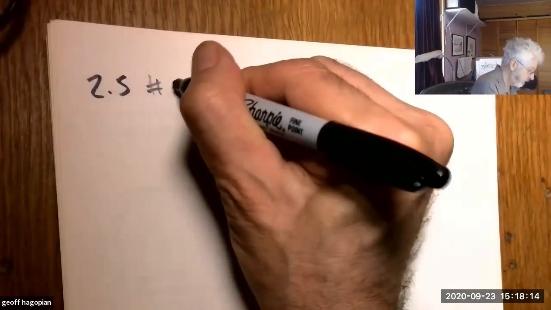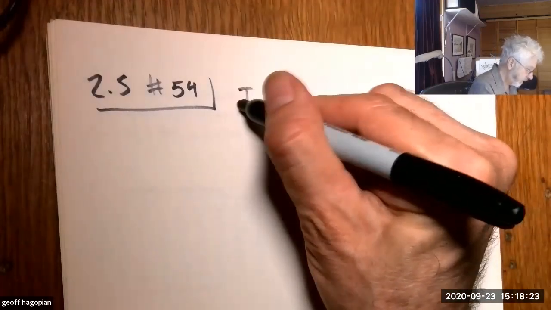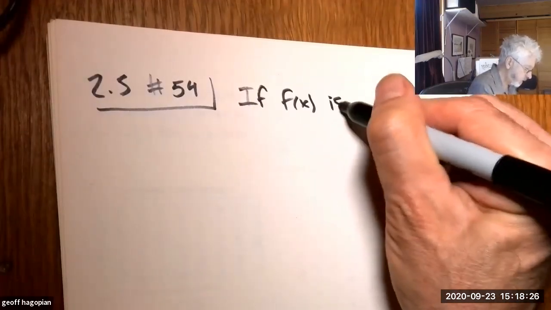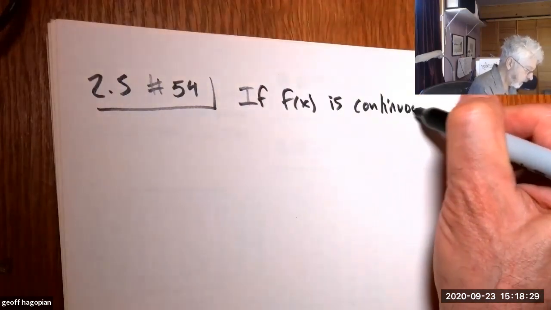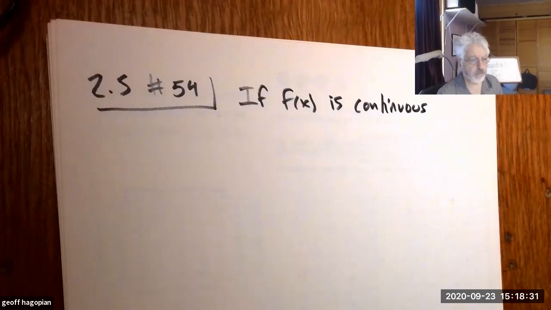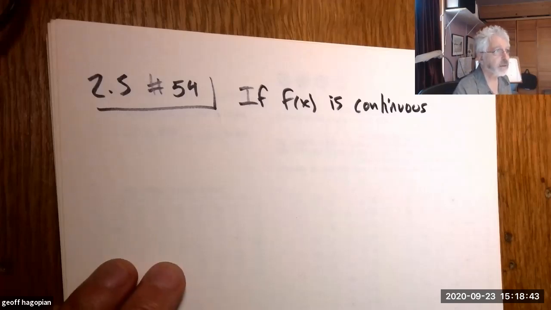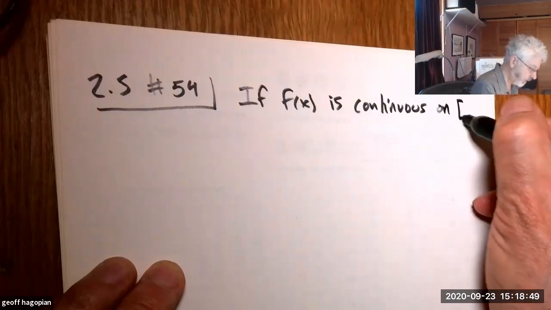Okay, so 2.5, it's saying number 54, I believe. Number 54. Suppose that f of x is continuous, and this is the premise for many, many problems you will be seeing in calculus, right? In order to have a certain level of nicety, we want to establish that it's continuous, at least somewhere, right? And where does it say it's continuous? Continuous on the interval from 1 to 5.